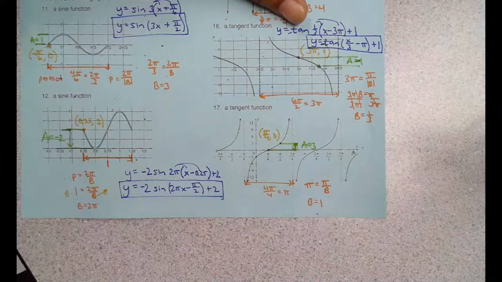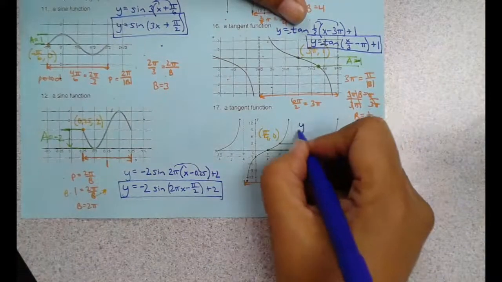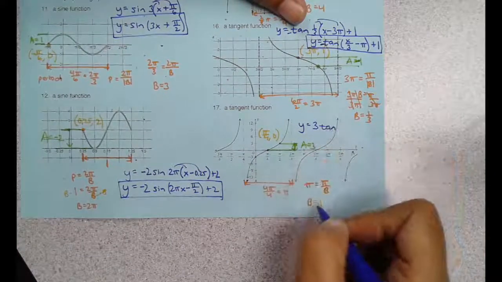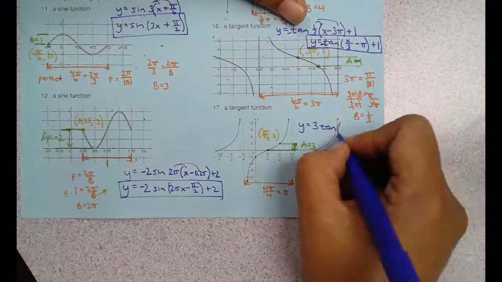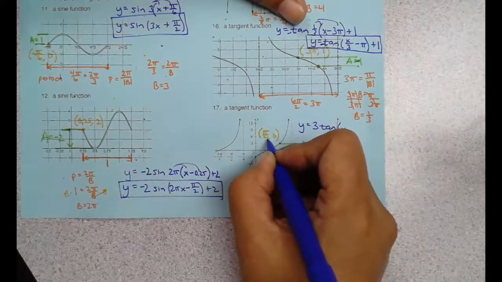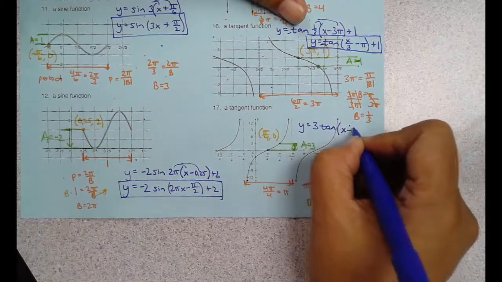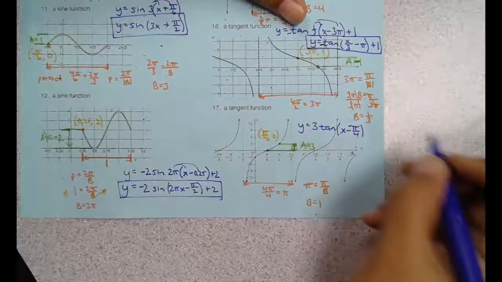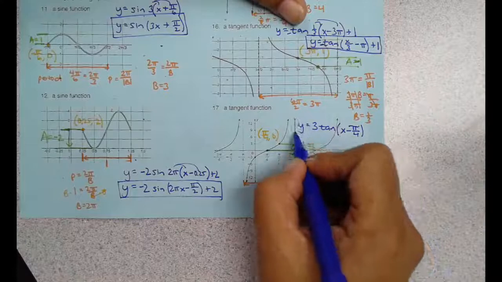All right, let's write our equation. So we have y equals a, which is 3, tangent of b, which is 1, so I don't even need to write that, x minus the pi over 4, so minus pi over 4, and then I don't need to write anything outside the parentheses. And there's no b to distribute, so that one is it.